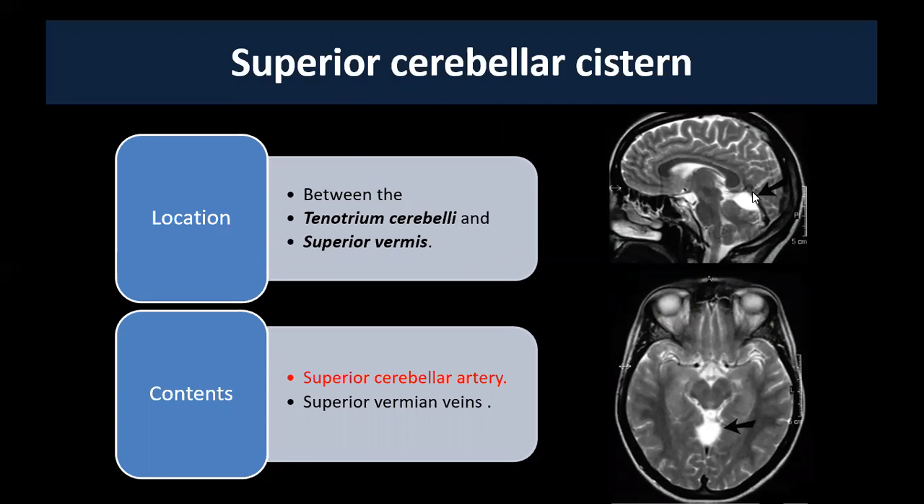A second posterior cistern is the superior cerebellar cistern, superior to the cerebellar vermis. It contains the superior cerebellar artery and some superior cerebellar veins. It can be expanded also by an arachnoid cyst.